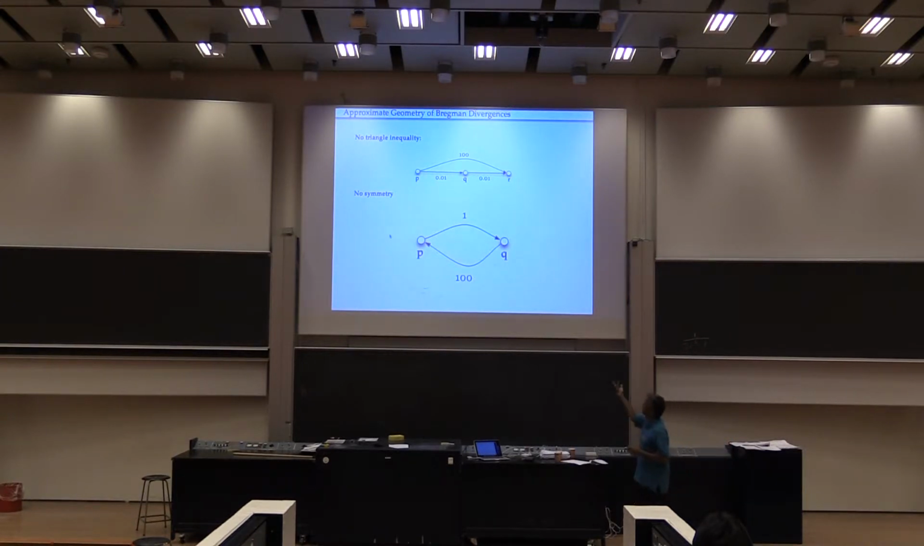And they also don't adhere to symmetry. You can have a distance from P to Q that's 1, distance from Q to P that's 100. And again, if you in particular look at the Kullback-Leibler divergence, this kind of makes sense information theoretically. But it just makes life difficult. And of course you can say, well, what about the squared Euclidean distance? That's the only one that actually is symmetric, but it doesn't satisfy triangle inequality. The squared Euclidean doesn't do it, but at least it's symmetric.